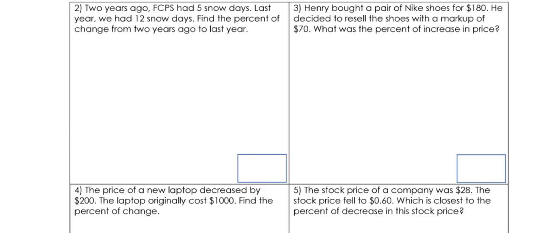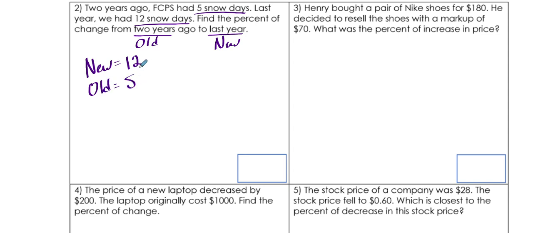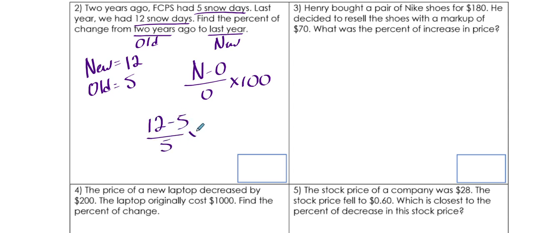All right, number 2. 2 years ago, FCPS had 5 snow days. Last year, we had 12 snow days. Find the percent of change from 2 years ago to last year. 2 years ago is older than last year. That's the new one. So a lot of this is just going to be about reading carefully and assigning these values. The new one is 12. That's last year. The old one is 2 years ago. That's 5. Now I can substitute it into this equation. New minus old divided by the old times 100. 12 minus 5 divided by 5 times 100.